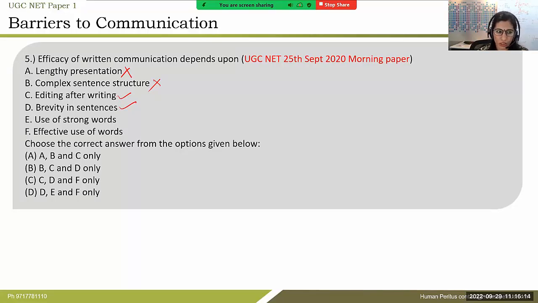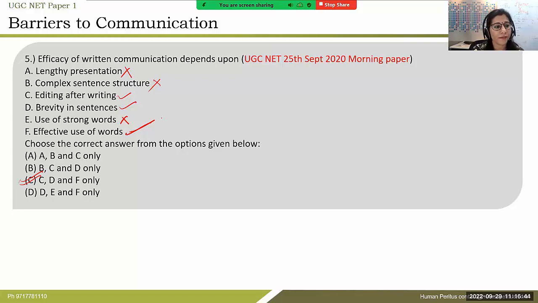Use of strong words. This is not actually correct. Why? Because using strong words does not help you in making your communication effective. In fact, it can sometimes lead to confusion to the receiver, because he would not be able to understand maybe the meaning of the strong words and the context in which the words have been used. All right. So this is also incorrect. Effective use of words, obviously it is there. So C, D, and F, it is option number C.